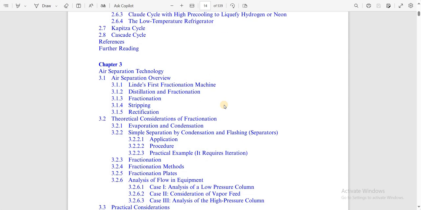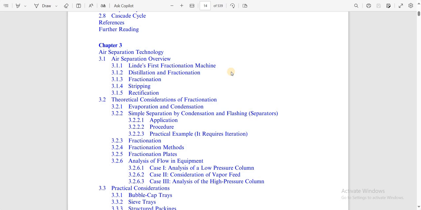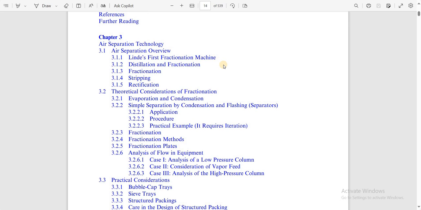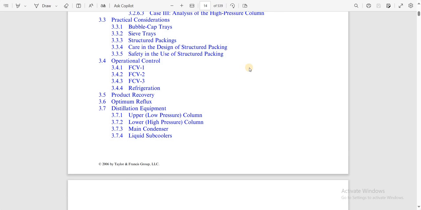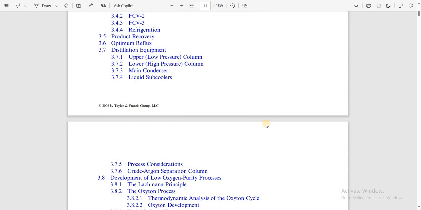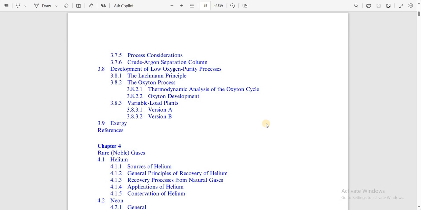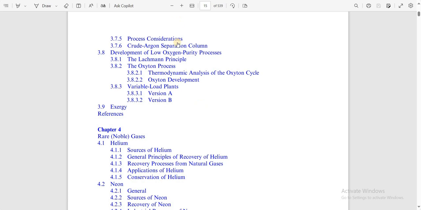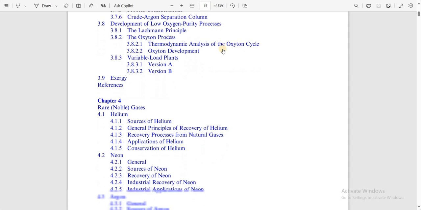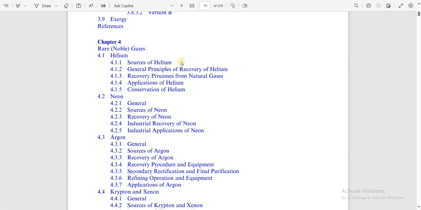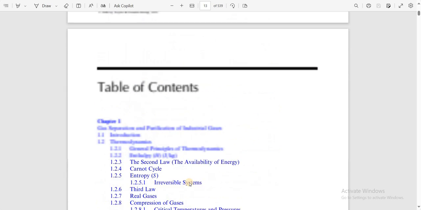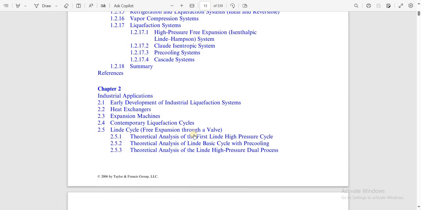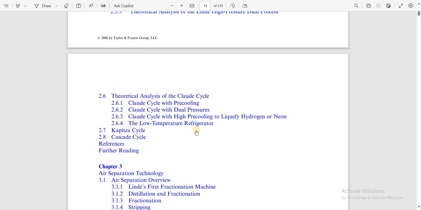Okay, and air separation technology, the first fractionating machine. Beautiful. Liquid oxygen process, crude argon separation, sources of helium, rare noble gases. Okay, air separation technology. Chapter 2 is industrial application.